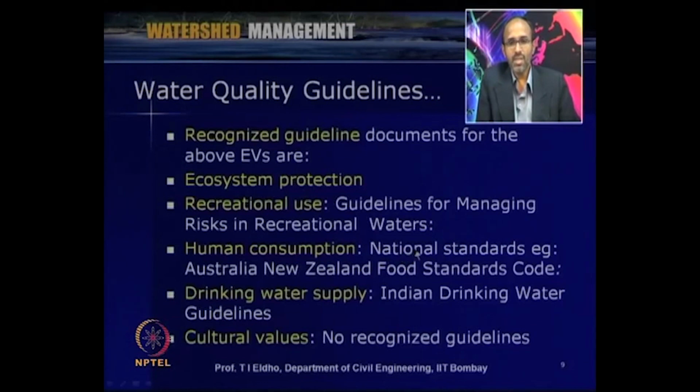Then human consumption, like national standards. Of course, as we discussed, Bureau of Indian Standards or European standards, and various other national standards are available, such as the Australia New Zealand Food Standards Code, etc. Accordingly we can set our guidelines. Then for drinking water supply, for example the Indian drinking water guidelines, we can come up with specified guidelines, and then we can check whether these guidelines are met or not.